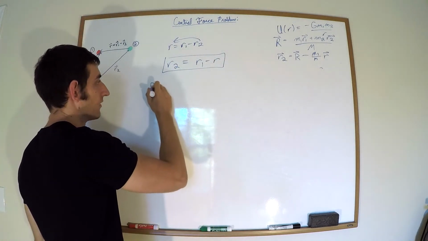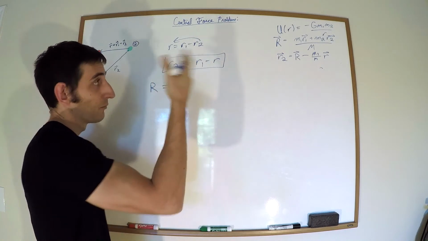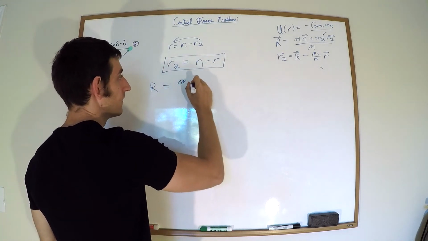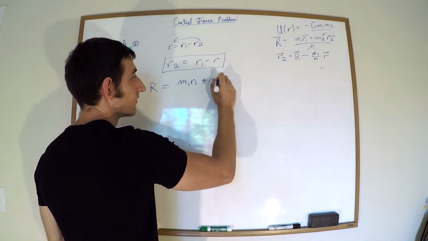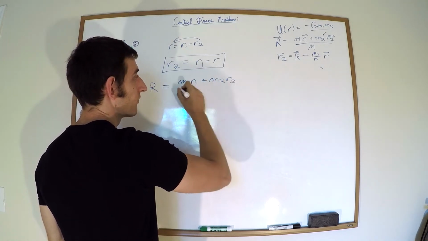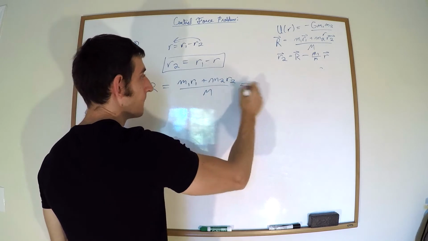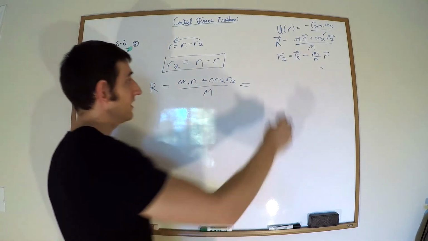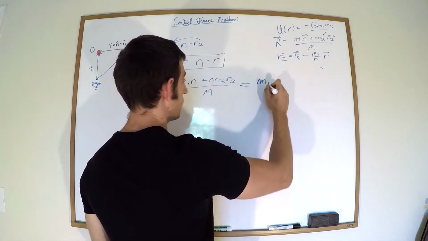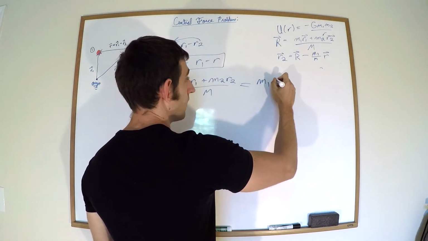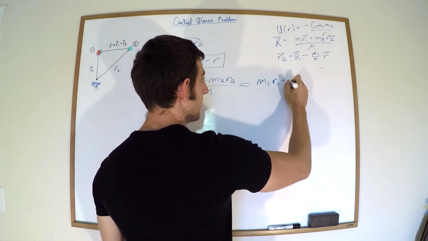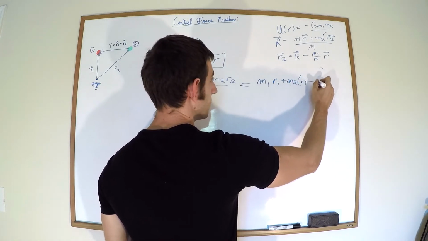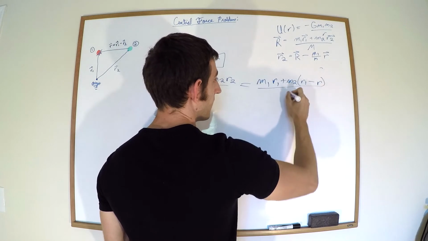So what we get is R, and again, I'm dropping the vector notation. We get R is equal to M1 R1 plus M2 R2 over big M. And we're just going to drop this guy right into this equation and see what happens. So this is equal to M1 R1 plus M2 (R1 minus R). All that is over big M.